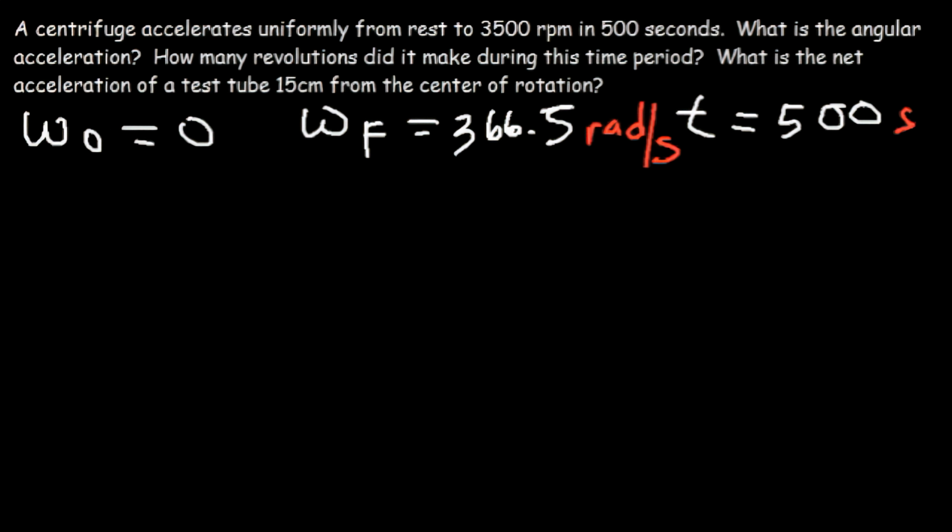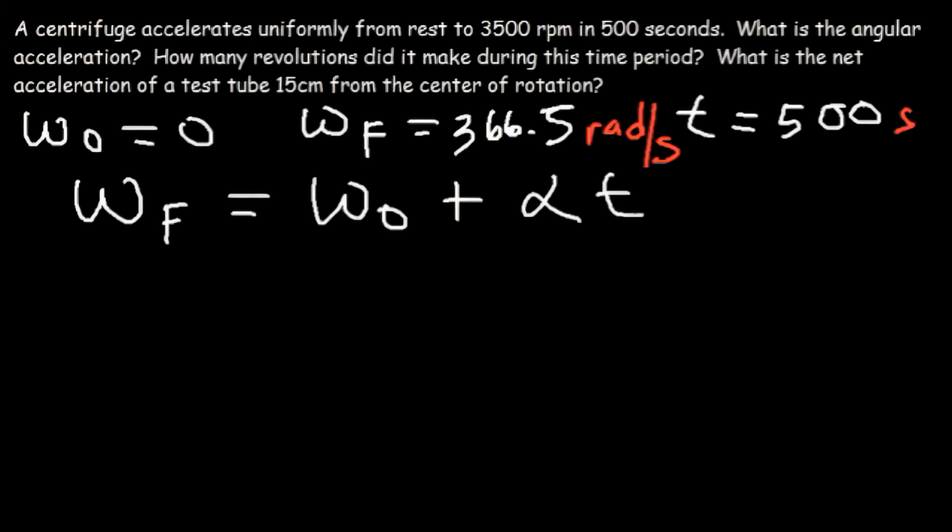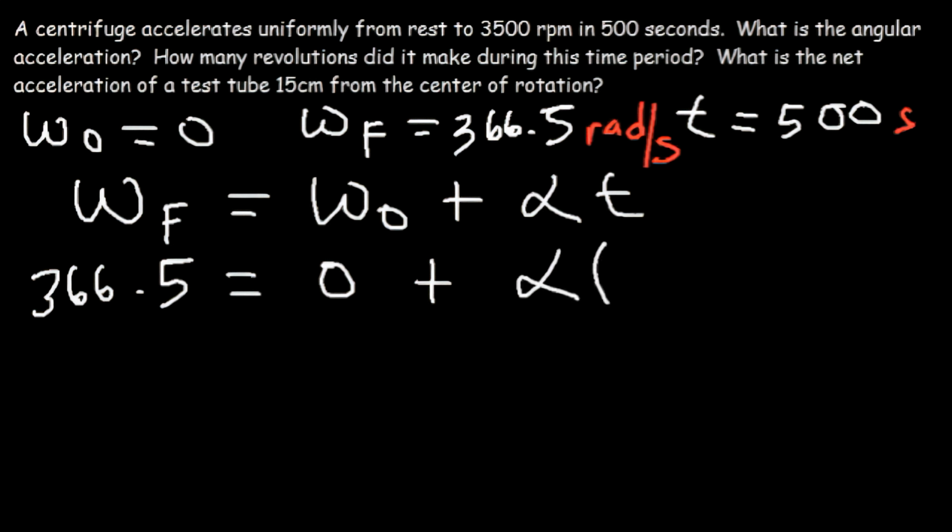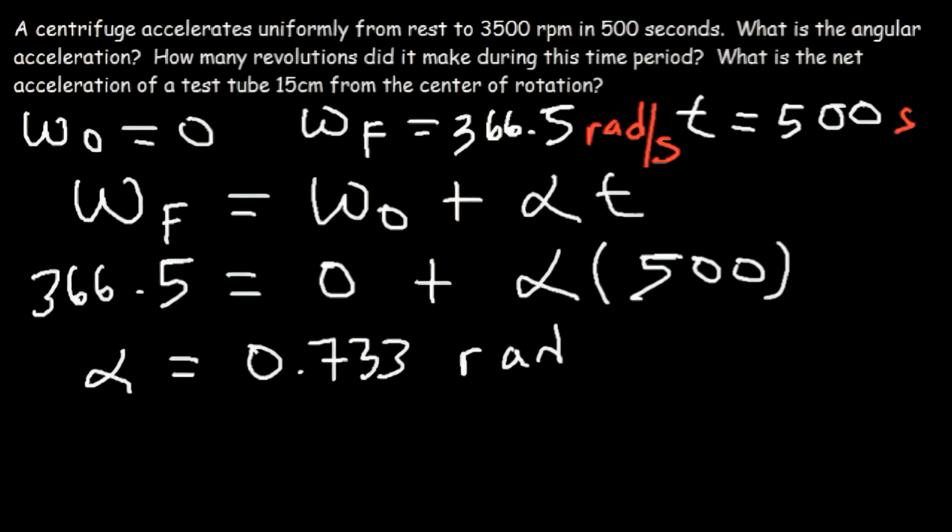So what equation do we need in order to calculate the angular acceleration now that we have the final angular speed? The equation that we need is this one. Omega final is equal to omega initial plus alpha t. So the final angular speed is 366.5. The initial is 0. We're looking for alpha, and the time period is 500 seconds. So it's simply 366.5 divided by 500. So the angular acceleration is 0.733 radians per second squared.